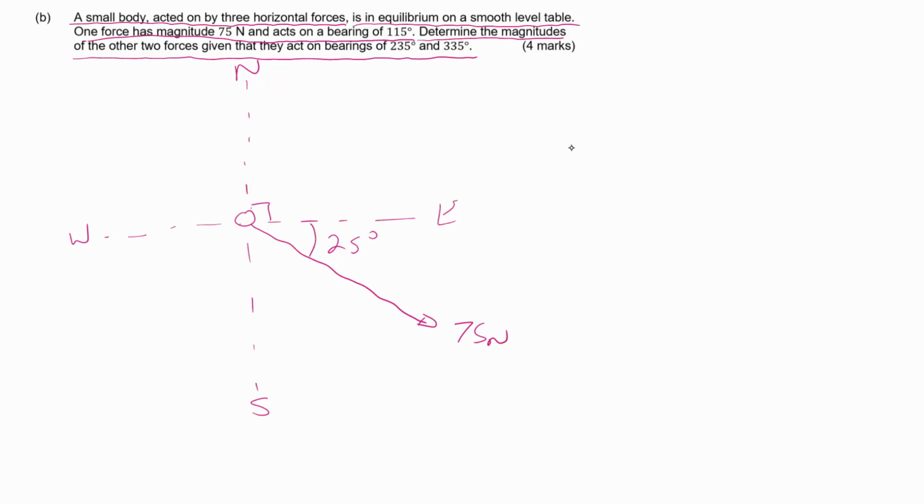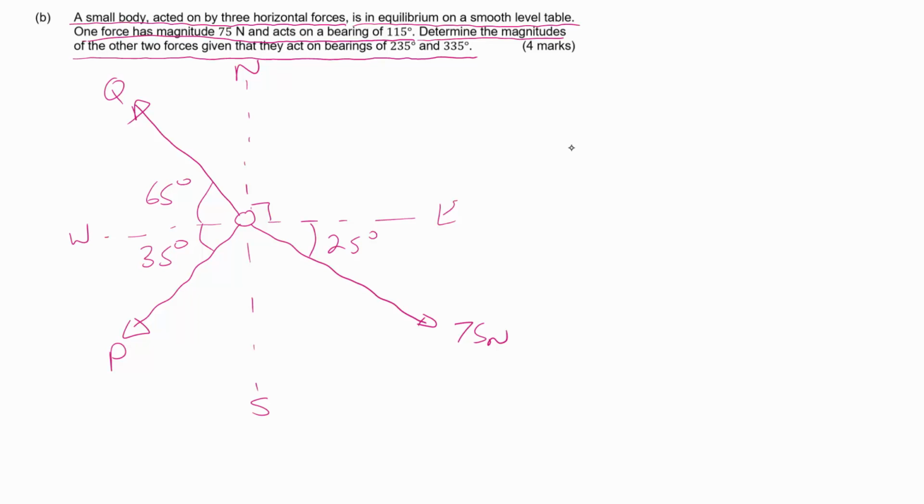Then we have a force here, which we'll say has magnitude P. It's on a bearing of 235. West is on a bearing of 270, so that tells us that this angle here is 35 degrees. And the final one is on a bearing of 335. Let's say the magnitude of that is Q. This angle here would be 65 degrees.